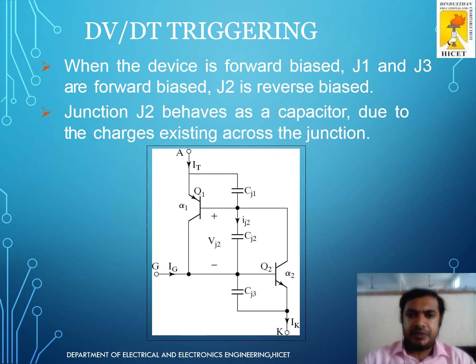dV by dt triggering. When the device is forward biased, J1 and J3 junctions are forward biased, and J2 is reverse biased. The junction J2 behaves as a capacitor. Due to the reverse bias condition, charges exist across the junction. So if you change the voltage with respect to time across the junction, then the junction will collapse. As a result, the device comes to the conducting stage.